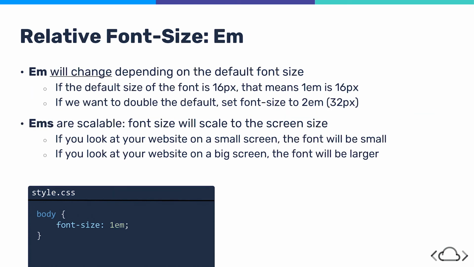Ems are a newly adopted measurement unit that is being widely adopted by web developers. This type of sizing is relative, which means that it changes depending on the default set font size. If the default size is 16 pixels, then 1 em is 16 pixels and vice versa. Ems are scalable, which means the font size will scale to the screen size. So if you look at your website on a small screen, the font will be small. But if you look at your website on a big screen, the font will be larger.